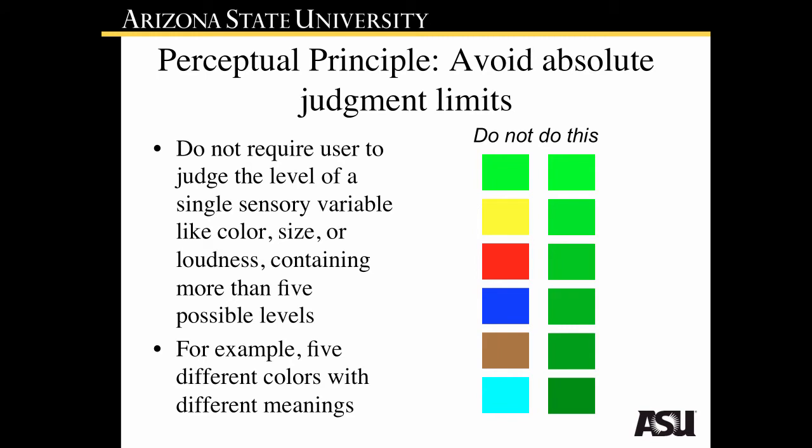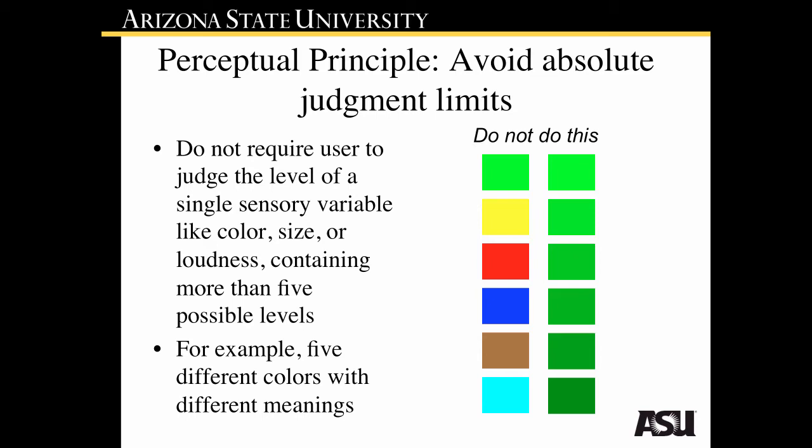Another one is to avoid absolute judgment limits. What I mean by that is never require the user to judge the level of one variable, like color or size or loudness, that contains more than 5 possible levels. People just are not good at discriminating lots of different levels of the same color, for example. So you could see a couple of those. For example, 5 different colors with different meanings. People don't do a very good job at this.